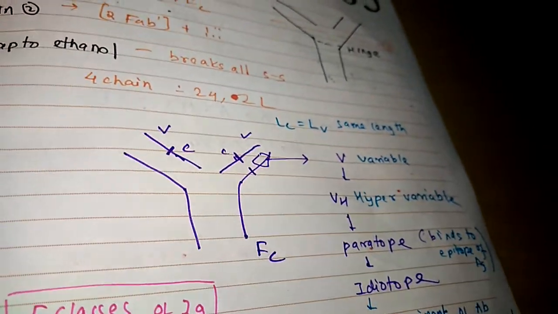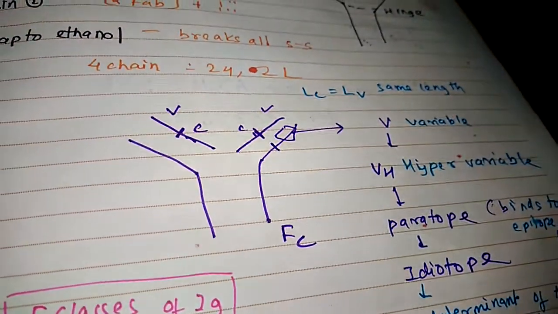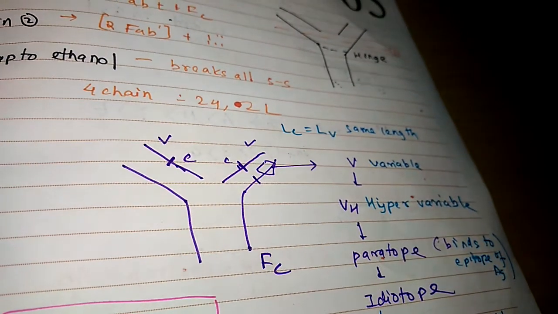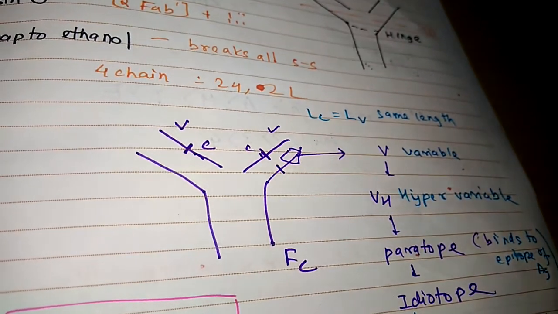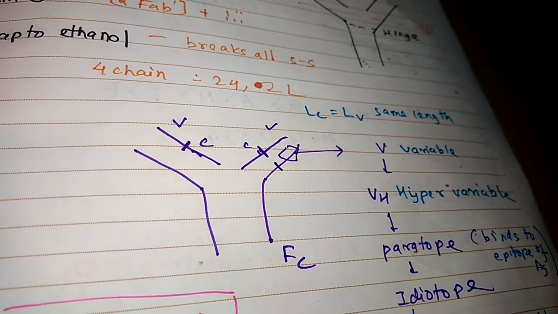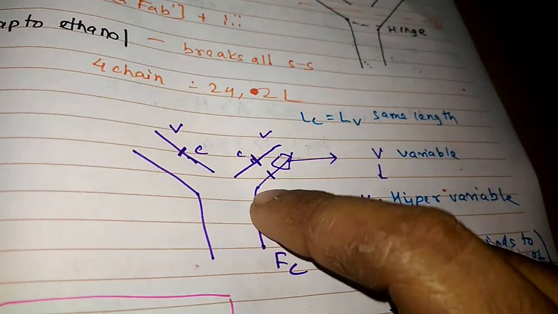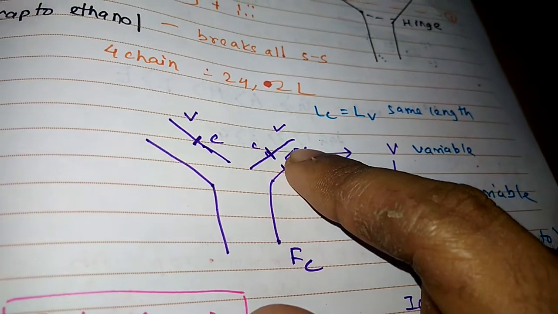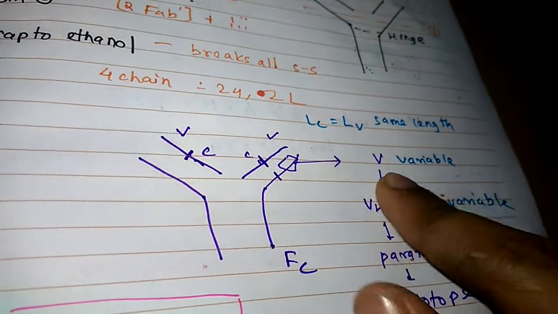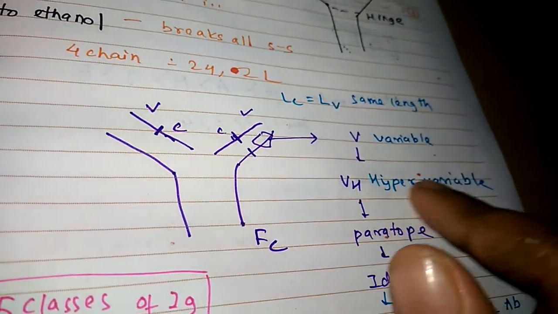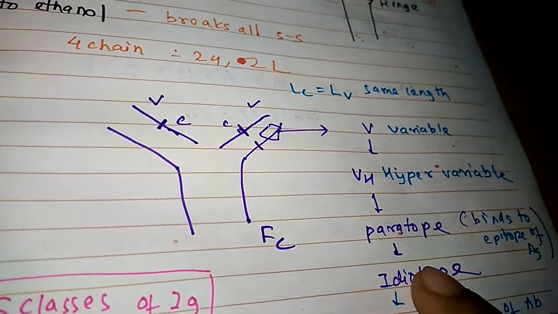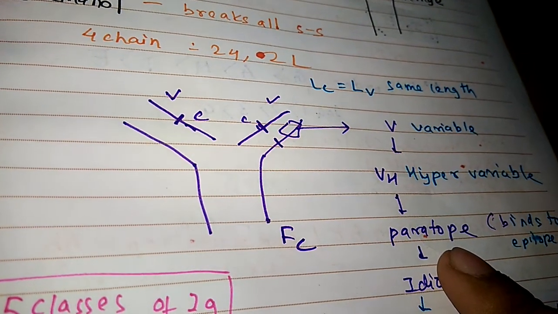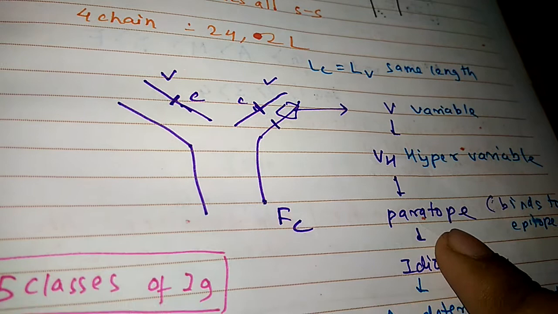Next, we discuss what a paratope is. Paratope, we heard it somewhere before. We heard that the epitope of an antigen reacts with the paratope of an antibody. The paratope is present in the variable region. In the variable region there is a region called the hypervariable region, and in that we have the paratope. And the paratope is said to act with the epitope.